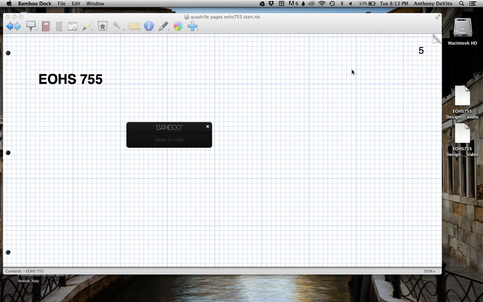Flanged square end duct? Yeah. Okay, good. Let me see if I can't draw that.